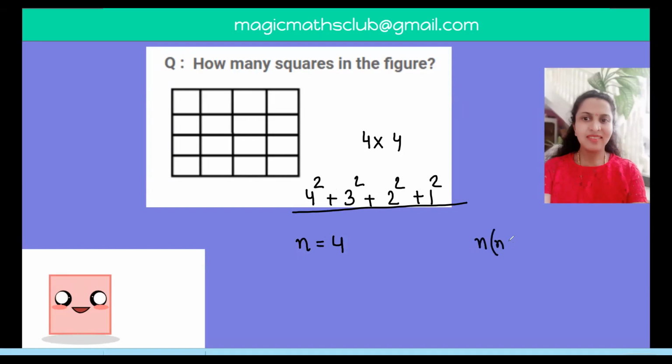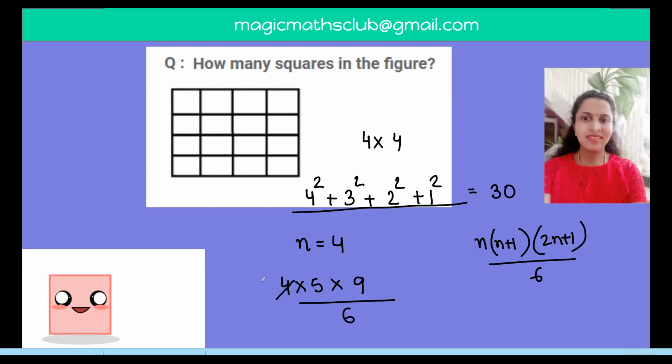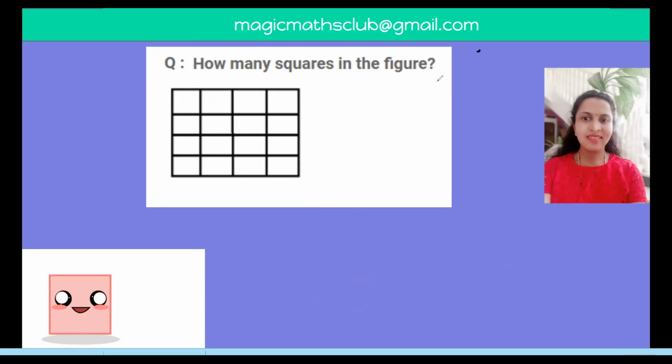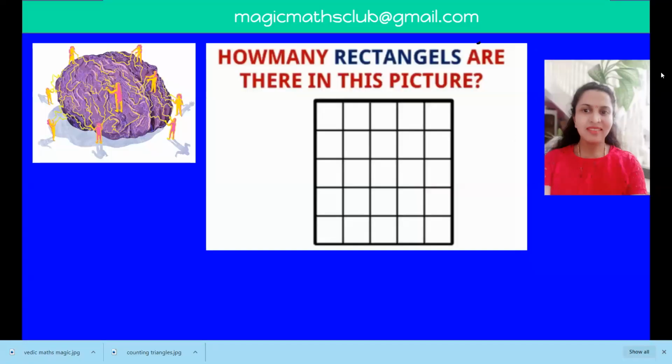So n into n plus 1 into 2n plus 1 by 6, and n is 4, so 4 into 5 into 9 by 6. You can add this one also: 16 plus 9 is 25, and 25 plus 5 is 30. So here also you should get 30. So you see, it's very useful when you know the formula, and it can be done without counting. So I give it the correct title, counting without counting.